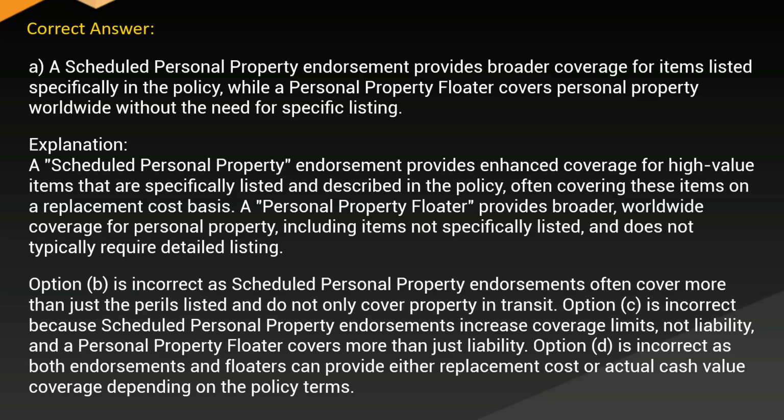Explanation: a scheduled personal property endorsement provides enhanced coverage for high-value items that are specifically listed and described in the policy, often covering these items on a replacement cost basis. A personal property floater provides broader, worldwide coverage for personal property including items not specifically listed and does not typically require detailed listing. Option B is incorrect as scheduled personal property endorsements often cover more than just the perils listed and do not only cover property in transit.